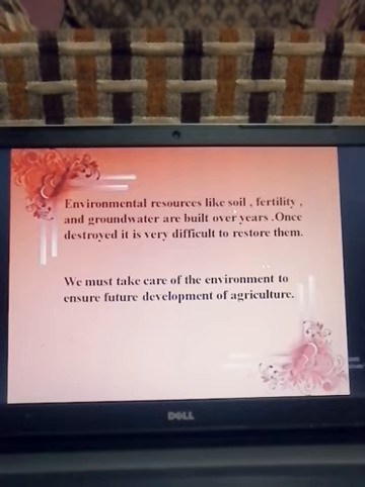Once the land loses its fertility, it needs a lot of time to regain it, and once the water is drained, it takes a lot of time to recover. So these are the negative impacts of the green revolution or the use of modern methods of farming. So in order for these things not to happen, we must take care of the environment so that we ensure our future development of agriculture is safe.